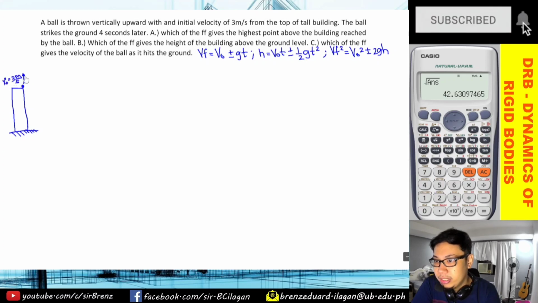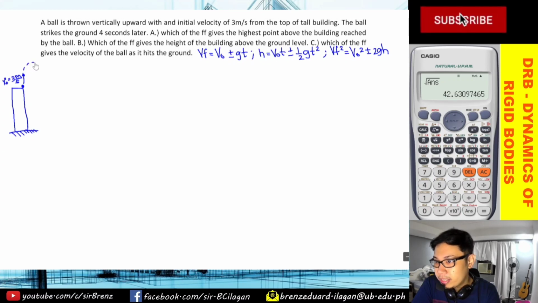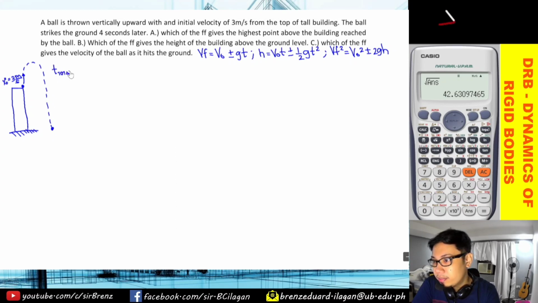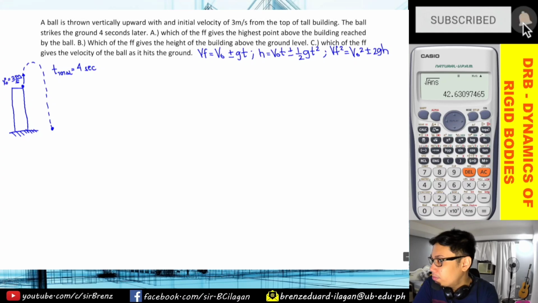Sinisilip ko kasi ito sa OBS kung hagip pa siya. Okay, so 4 seconds later, tumama siya sa ground. Yan. So yung total time travel niya, yung binigay sa problem, which is 4 seconds. Okay? So ano ba yung mga pinapanap sa problem? So, i-drawing lang natin to.